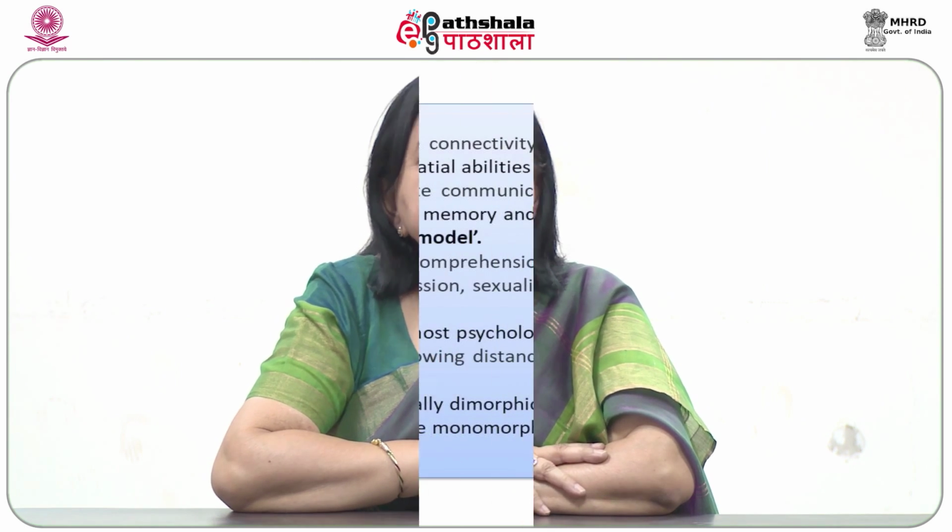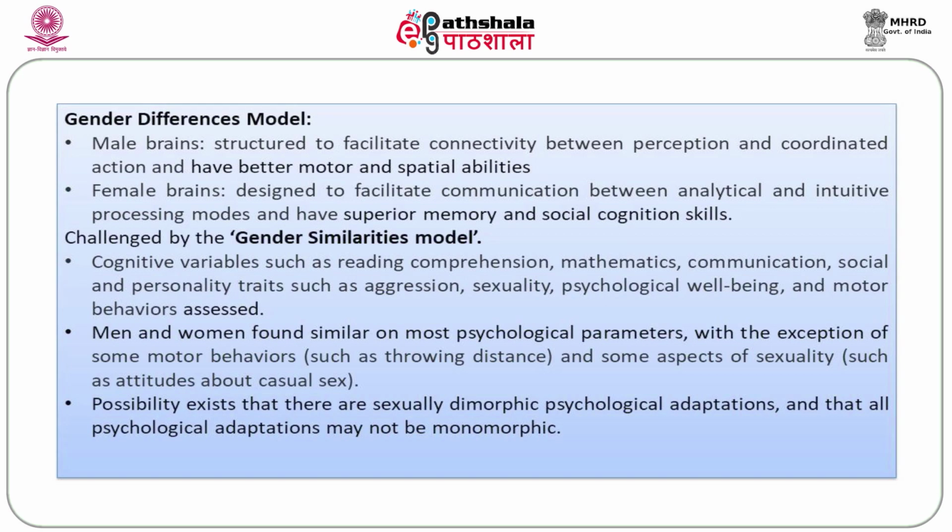The gender differences model suggests that the male brain is structured to facilitate connectivity between perception and coordinated action, and to have better motor and spatial abilities, while the female brain is designed to facilitate communication between analytical and intuitive processing modes and to have superior memory and social cognition skills.